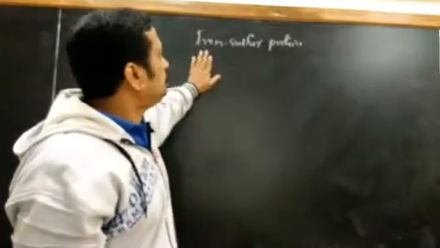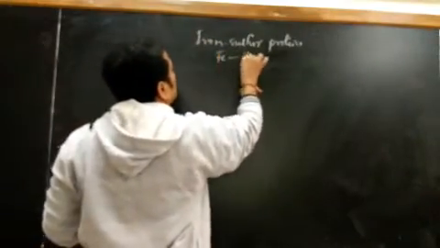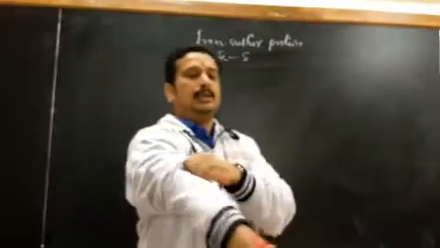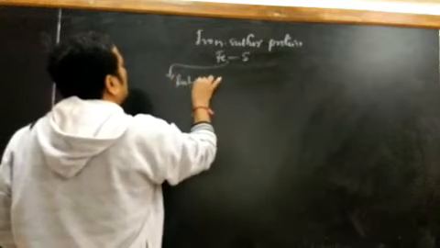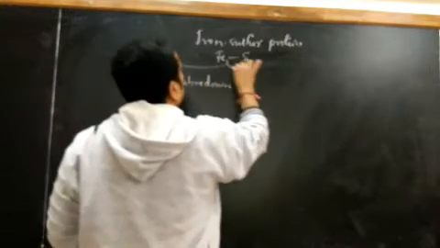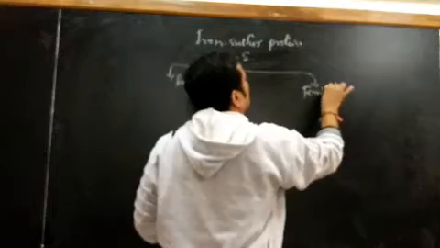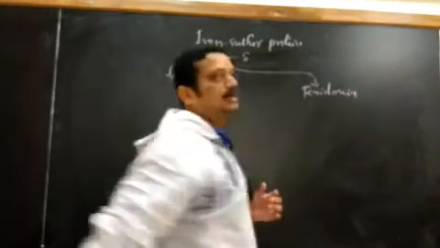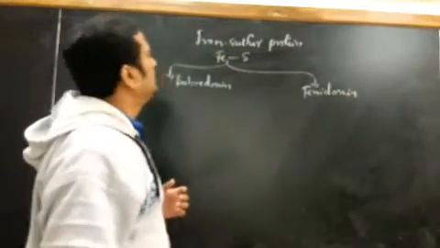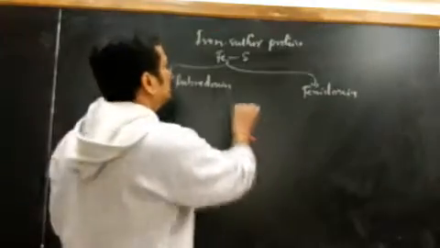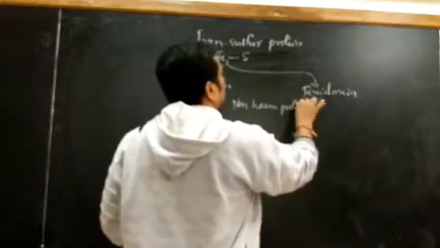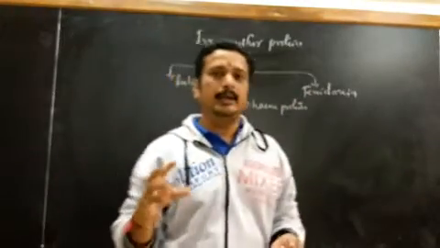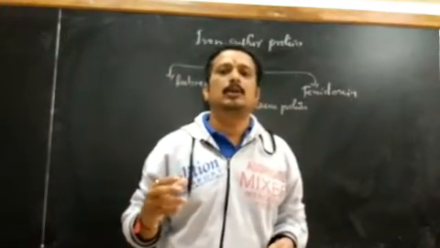This iron sulfur protein is also called FeS. There are two types here: one is redoxin, and one more is ferredoxin. These proteins are non-heme proteins. They don't contain a porphyrin ring and iron, so that's why it is called non-heme.